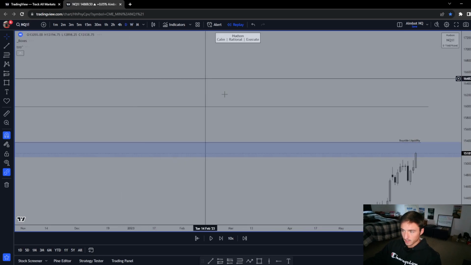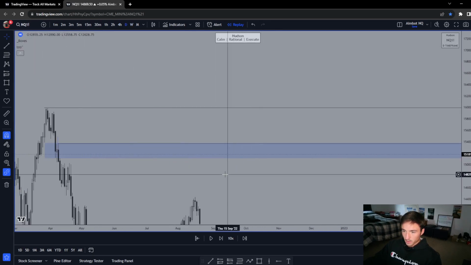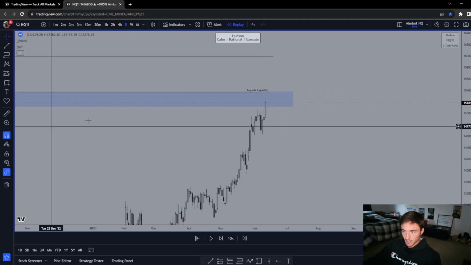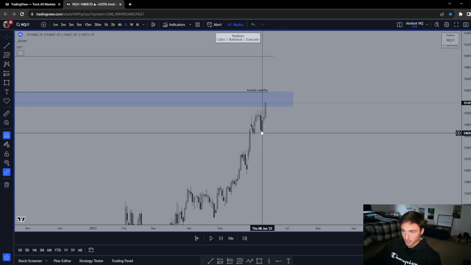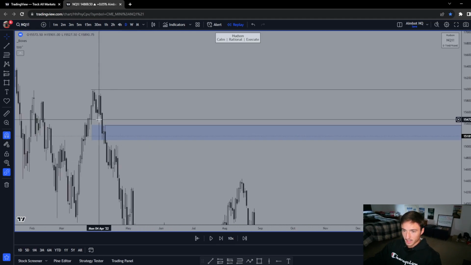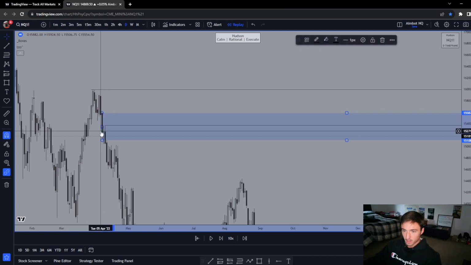Let's go down to the daily. Okay, there we go. So it is a weekly fair value gap, and it looks like obviously we are drawing to it. So now we want to be targeting this high up here, which is in that daily fair value gap.